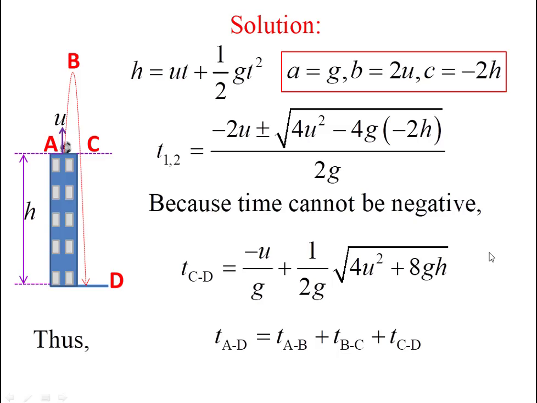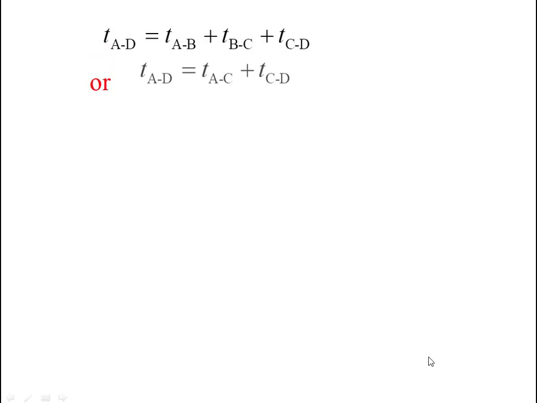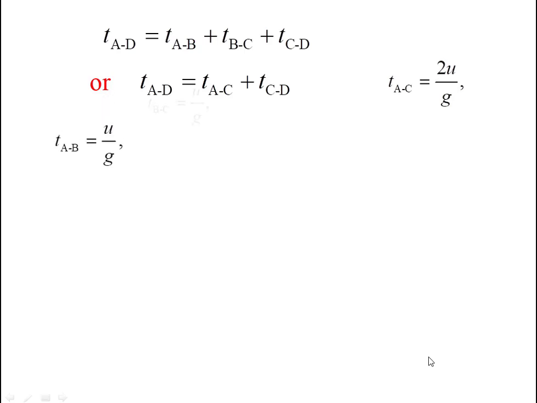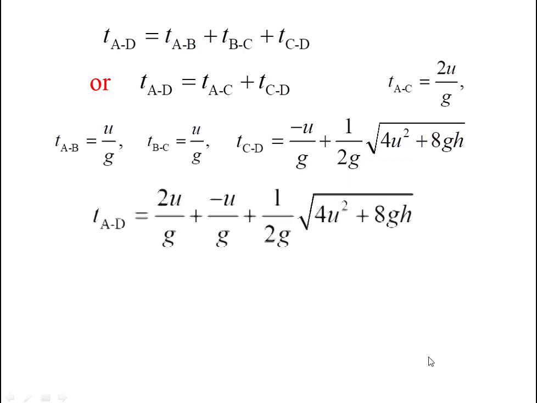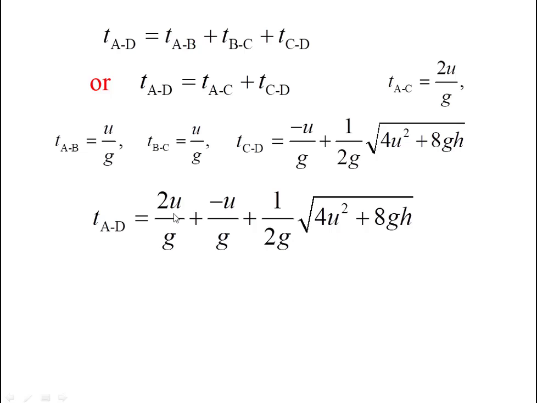Thus, t from A to D, that is the total time, becomes time from A to B plus time from B to C plus time from C to D. We add these three different times in order to get the total time. Or possibly, because I at once got the time from A to C to be 2u over g already, I add t from C to D, which is this part. So t from A to D is 2u over g, the time from A to C, plus only the last time added to it. Now t from A to D becomes 2u over g plus this part, and this part is the time from C to D.